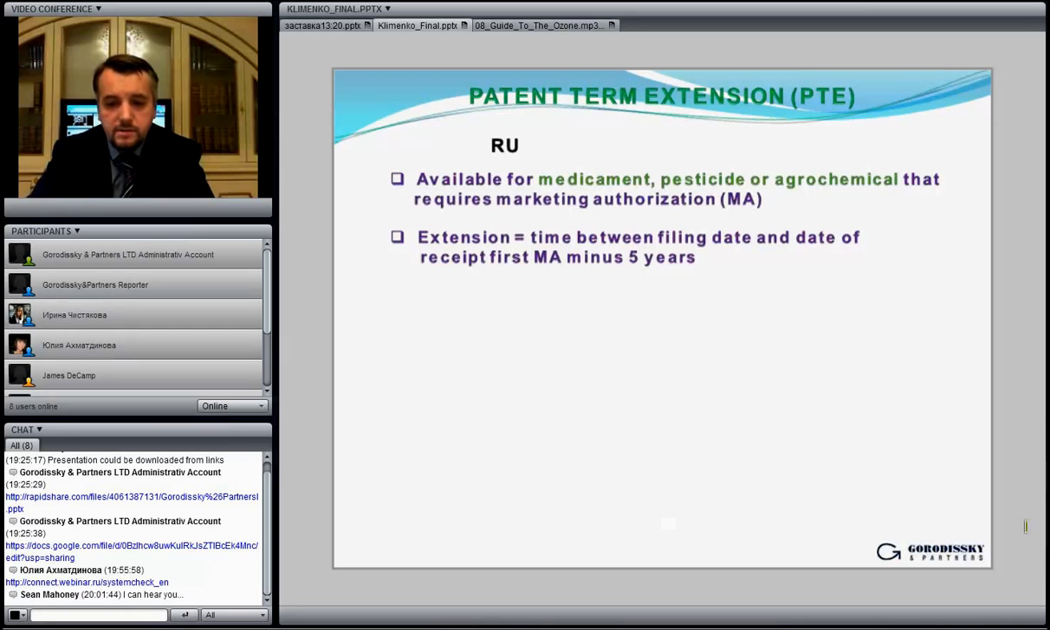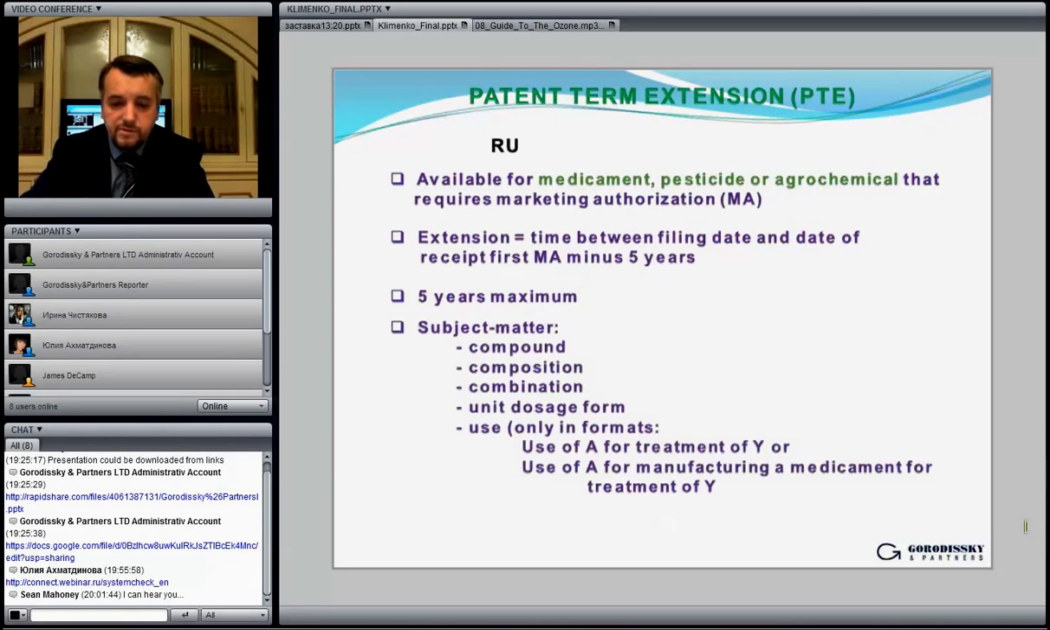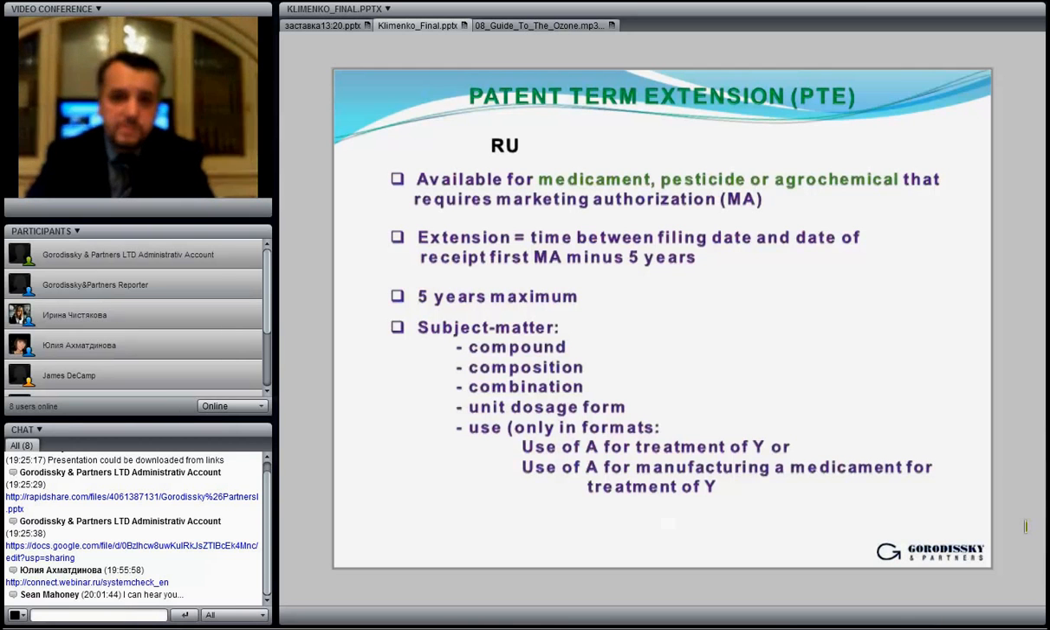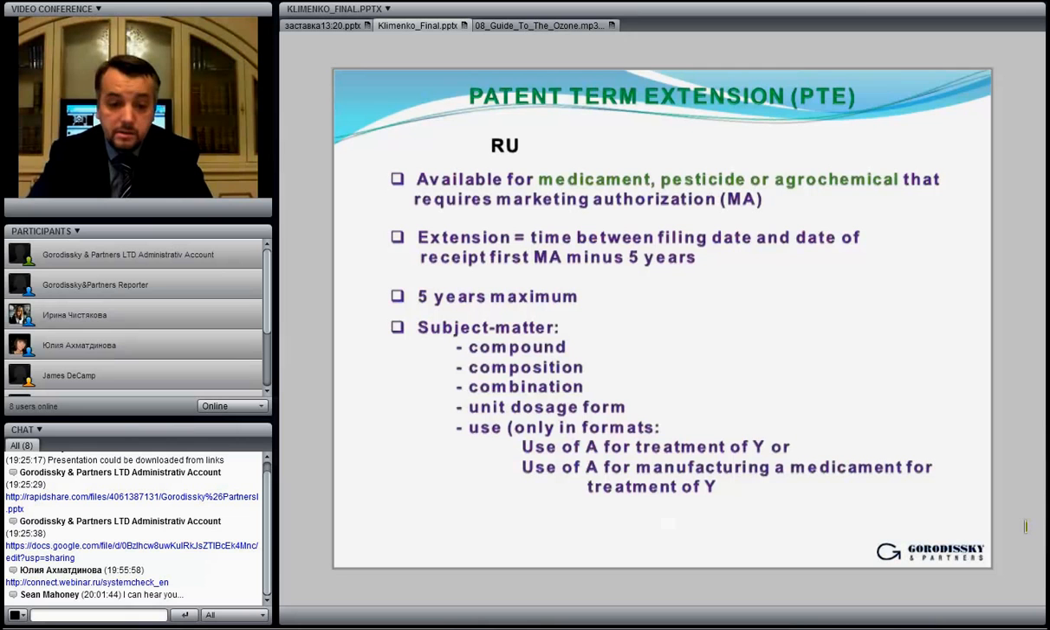the time between the filing date and the receipt of first MA minus 5 years. The extension, the PTE, cannot exceed 5 years altogether. And the subject matters which are in question are not only product subject matters of compounds, compositions, combinations, but also the use claims. But all the claims have to be tied to a product, to a particular compound or composition. For example, methods of treatment or kits are not discussed here. Only these kinds of claims which are listed.